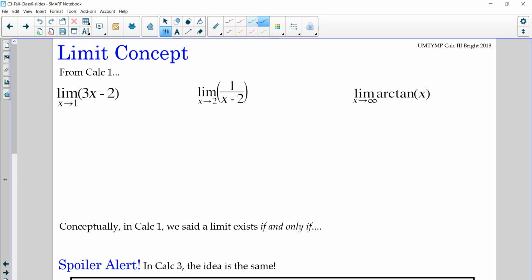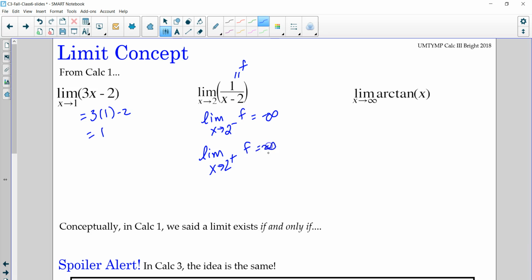We might remember, since it's continuous, we're able to just plug it in and we get 3 times 1 minus 2, or just 1. And then the second type of problem, we notice that there's an asymptote at x equals 2, a vertical asymptote. So what we have to do is look at the left and right hand limits. If I approach 2 from the left, and just for notation, I'm going to call that f, I get minus infinity. And then if I look at the right hand limit, so again, that's 2 plus of f, I get positive infinity. So what I end up saying overall is that this limit does not exist.